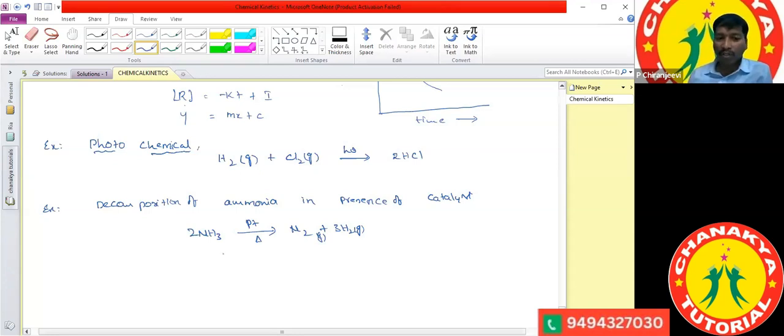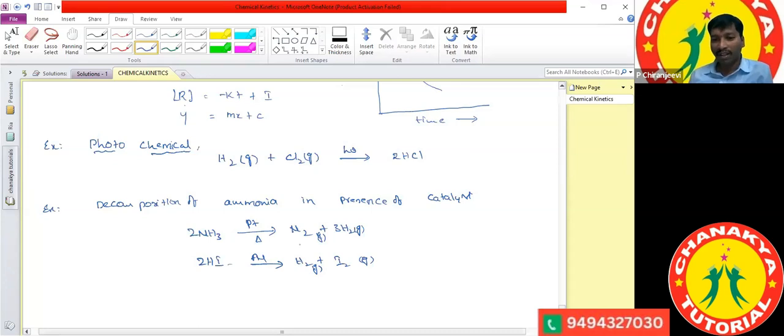And what is another reaction here? Decomposition of hydrogen iodide in presence of gold. In presence of gold, hydrogen iodide decomposes to form 1 mole of hydrogen gas and 1 mole of iodine gas. Catalytic decompositions we can also consider as zero order. Photochemical reactions we can also consider as zero order reactions.